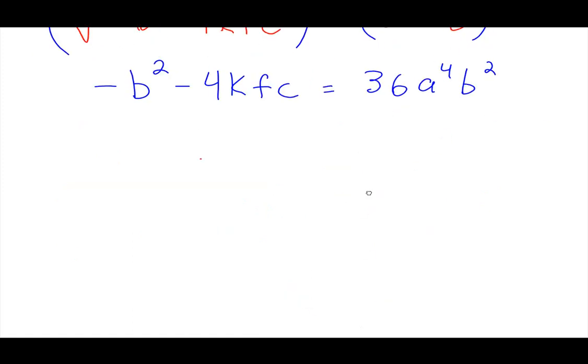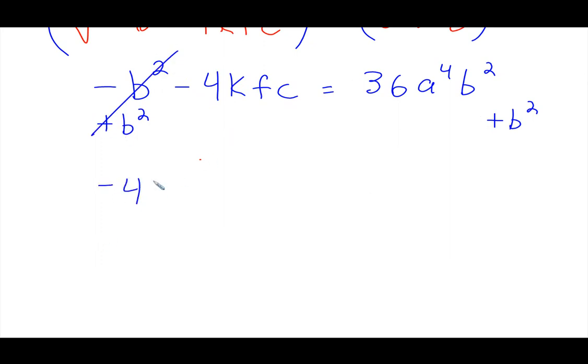Now remember, we're trying to get the k by itself. So I'm going to get rid of this negative b squared. I'll add b squared to both sides. Those will cancel each other out. I end up with negative 4kfc is equal to 36 a to the 4th b squared plus b squared.